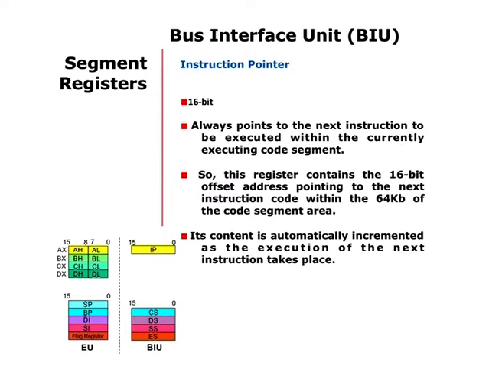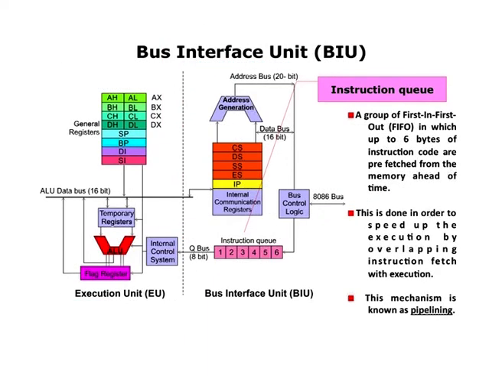Now let us see some other components of the bus interface unit. The important component is a 6 byte prefetch queue, a group of first in first out FIFO in which up to 6 bytes of instruction code are prefetched from the memory ahead of time, known as a prefetch queue. This is done in order to speed up the execution by overlapping the instruction fetch with the execution. This mechanism is known as pipelining in 8086 microprocessor.